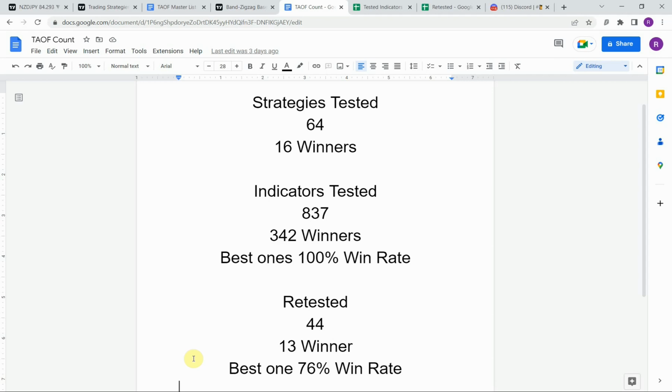We've also retested in the advanced testing 44 of the winning indicators. 13 of them have been able to maintain the winning status, the best one a 76% win rate. Now keep in mind that we test most of these strategies and indicators on the Forex and crypto market, but they can be applied to just about any market and time frame universally.